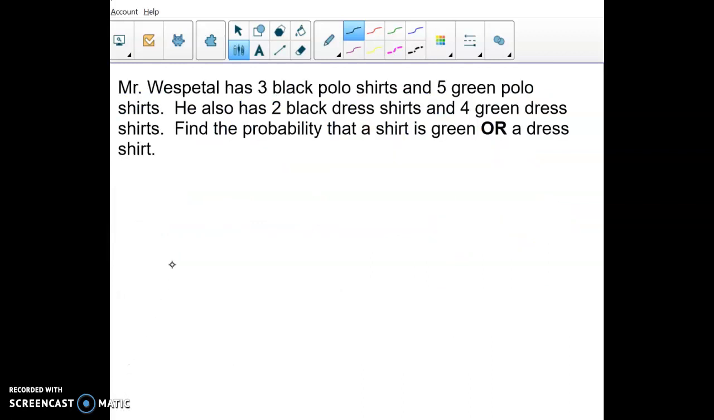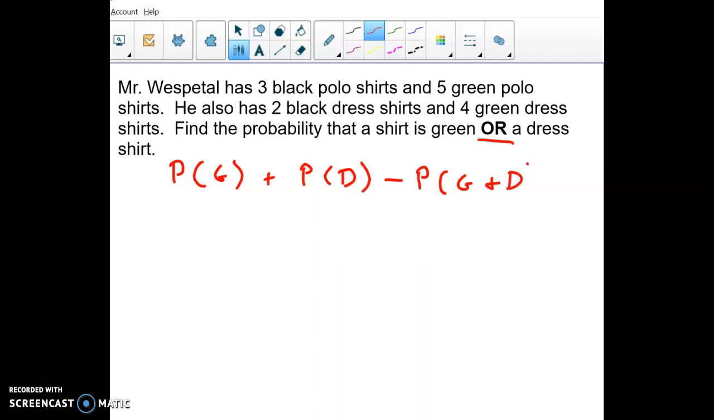Okay, again, pause the video, give this a shot before watching that answer. Okay, so this is an OR probability. So generally you add them together and minus any overlap. So here I'm going to do the probability that it's green plus the probability that it's a dress shirt. But any ones that are green and dress shirt got counted twice. So I'm going to minus off the ones that are both green and dress shirts.